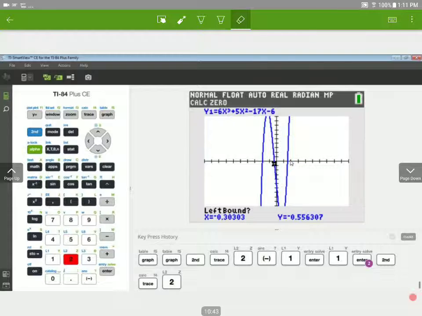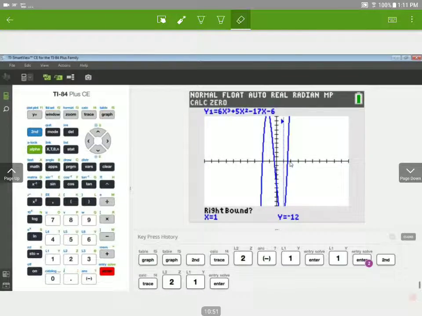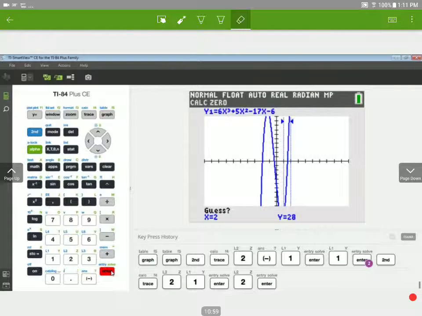So what's a point to the left? 1. 1 is to the left, so we can choose 1. What would be a point to the right? 2. 2 would work, 3 would work, 4 would work. Anything to the right would work, but 2 is fine. So we narrow it down to that. And so the calculator goes, dun, dun, oh, 1.5, 0. Or you can do 3 halves, 0.